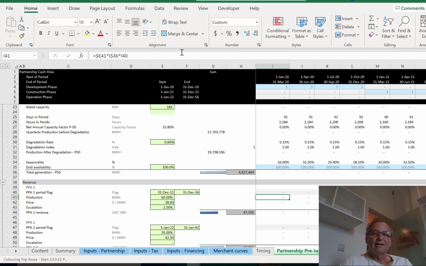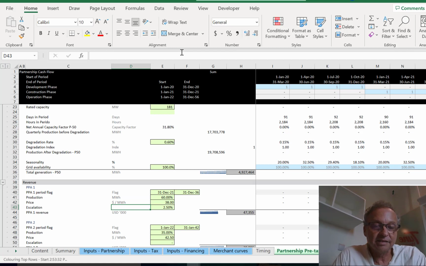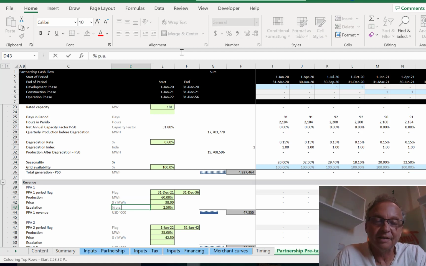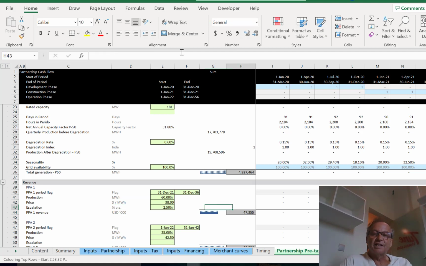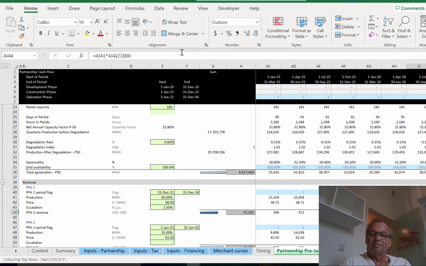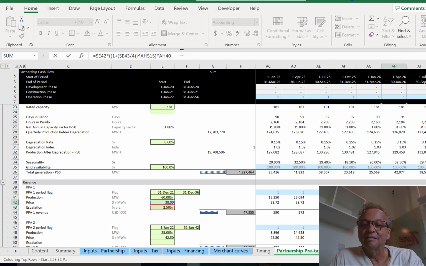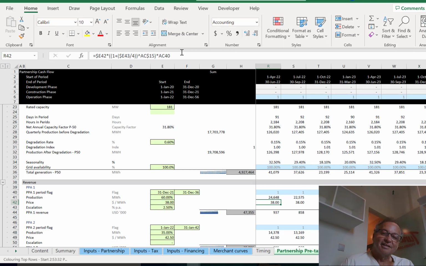Okay, then we put in our first PPA. It got 60% of the production, and it was a PPA of 38 US dollars per megawatt hour, and escalation, we should put maybe a percent per annum, was 2%. And what happened here? Oh no, where's the escalation? Oh, the escalation is all done in one thing.